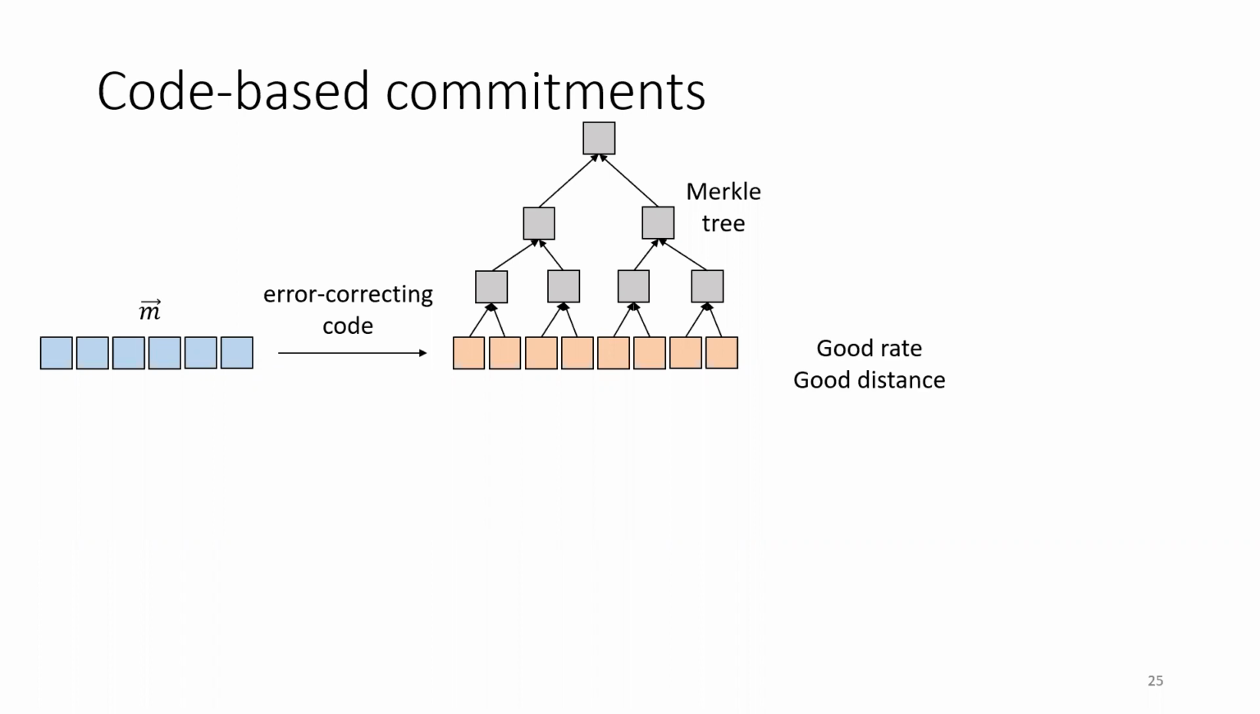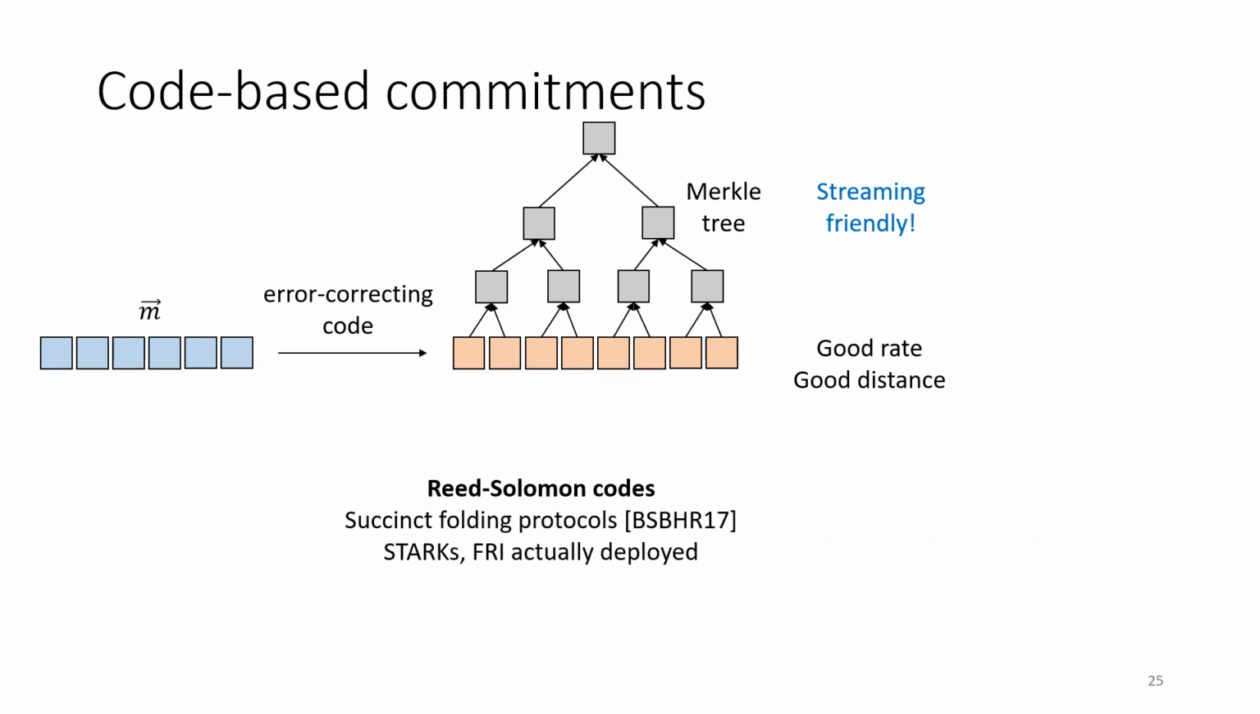To get a good code-based commitment scheme with good zero knowledge or succinct arguments associated with it, we need to use an error correcting code with good rate and good distance. And the Merkle tree part of this commitment scheme is streaming friendly. There are various protocols based on these code-based commitments using Reed-Solomon codes. There are deployed protocols like zero knowledge STARKs and the FRI protocol, which are used in, I think, StarkDEXes like an exchange and in different practical applications. So they could be quite fast.